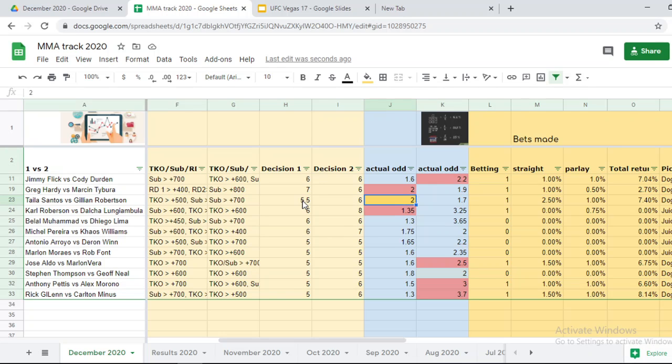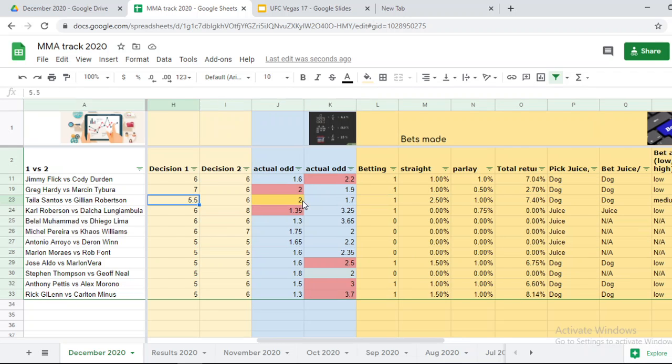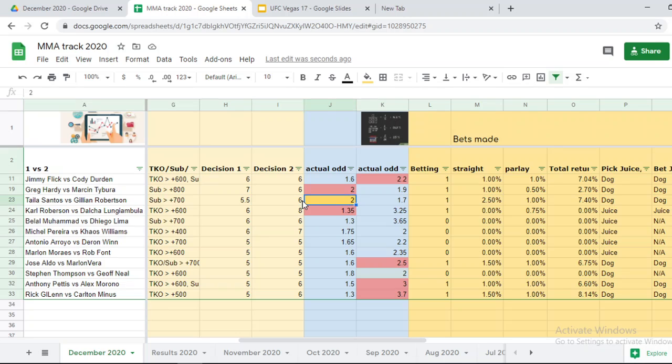At the end, when the line is open, Santos is at plus 100. I feel quite confident on Santos. It's yellow color because this is a medium bet that I'm taking. I'm quite confident on Santos, like I'm saying. So I'll be betting 3.5% of my money on Santos, 2.5% by straight bet and 1% in a parlay.